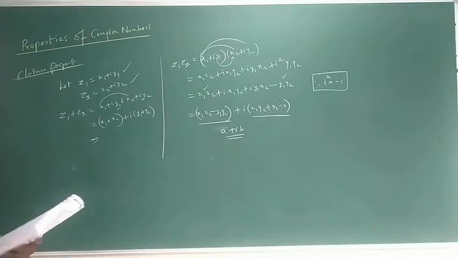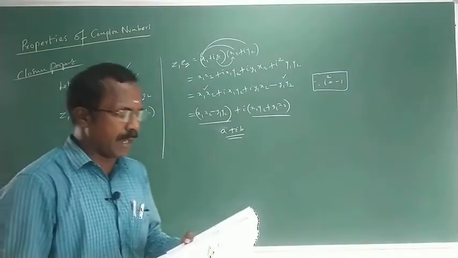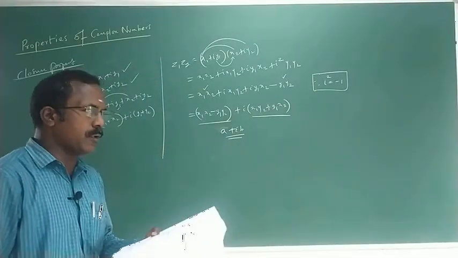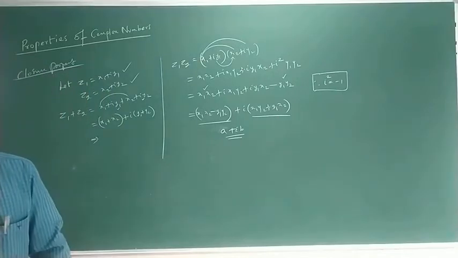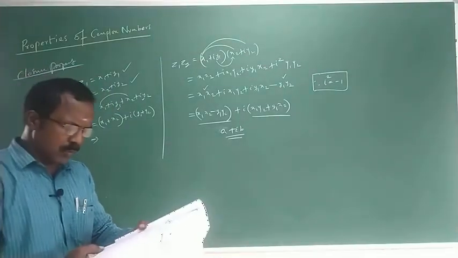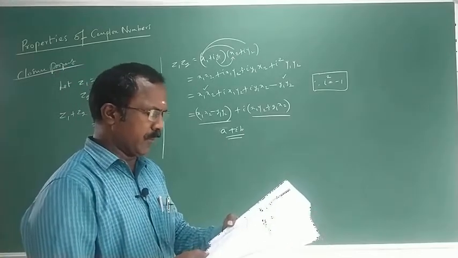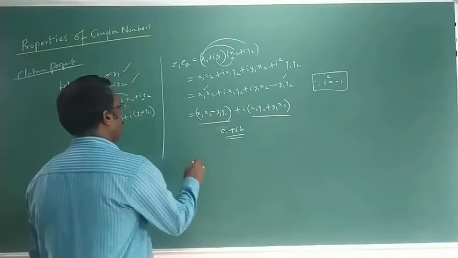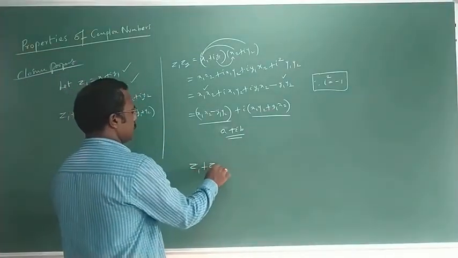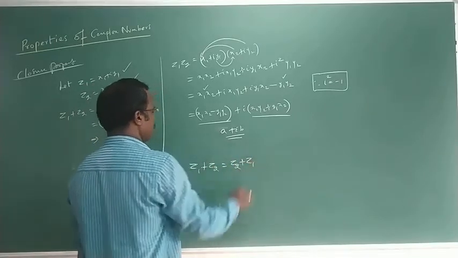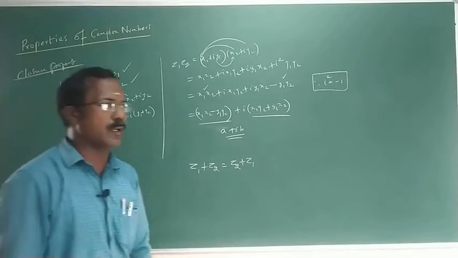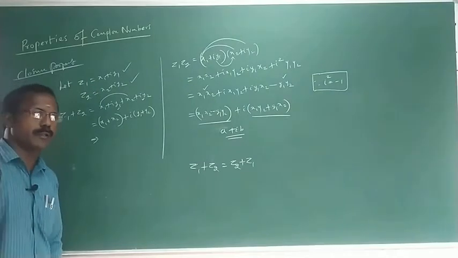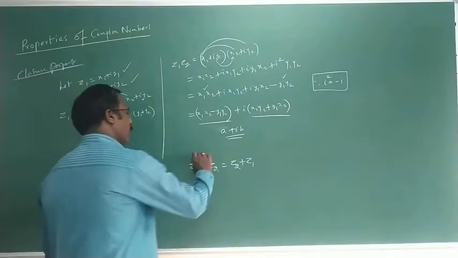Next, commutative property. Property number 2, page number 59. For any two complex numbers z1 and z2, z1 plus z2 equals z2 plus z1. And on page number 59 the property proof is also given. Addition is always commutative. 2 plus 3 equals 5, 3 plus 2 equals 5. Similarly, it is true for complex number cases.